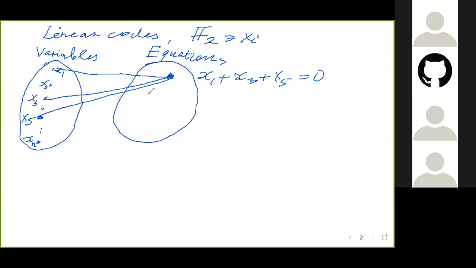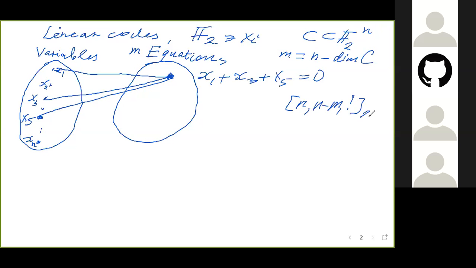Every linear subspace of F2^n, which has dimension n, can be represented using equations where the number of equations, call it M, is equal to n minus the dimension of the code. So our code will have parameters n minus m, and some distance.